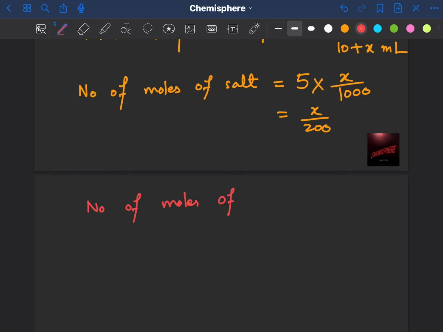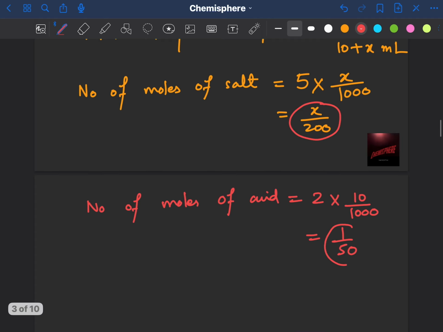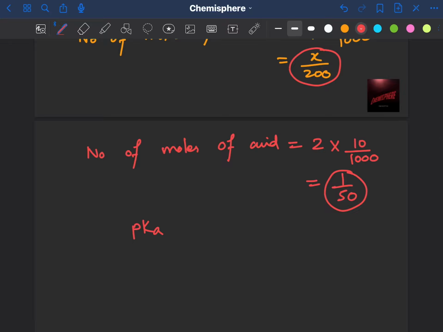Similarly, let's calculate the number of moles of acid. The molarity of the acid is 2 molar and the volume of the acid given to us is 10 ml, so it will be 2 into 10 by 1000, because we need to convert it into liters. So this will be 1 by 50. So we know the number of moles of salt and of acid. We also know the pKa of H2CO3, which is 6.11.